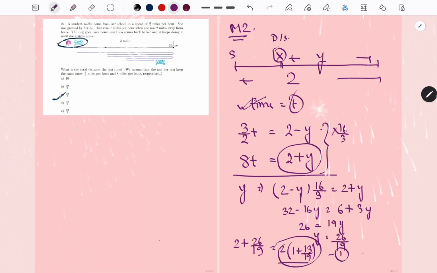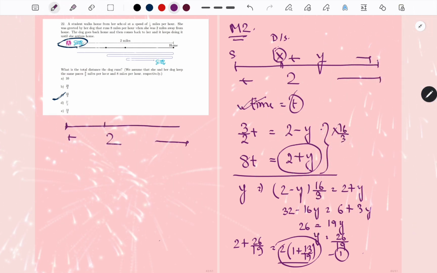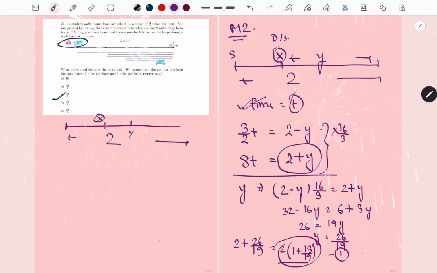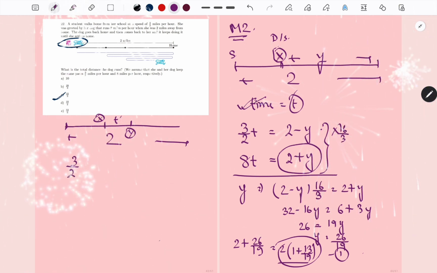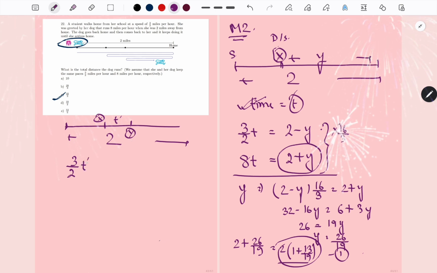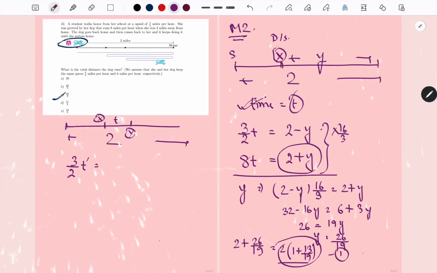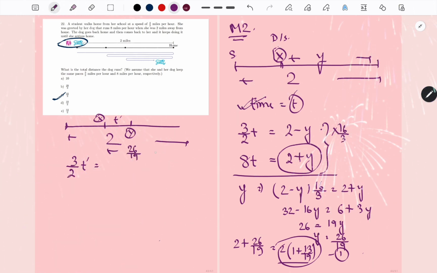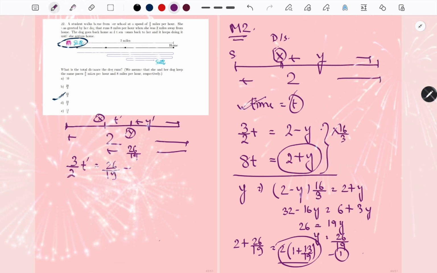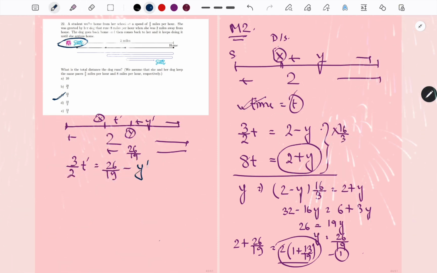Now let's suppose they meet for the second time. This distance was 2. They met here for the first time at x. Now suppose they meet here for the second time. After an elapsed time of t dash, how much distance would the student travel? 3 by 2 into t dash. Now what is this value? We have found y, which is 26 by 19. So I can say this will be 26 by 19 minus, let's say this is y dash. So this will be 26 by 19 minus y dash. Again 8t dash will be equal to what?